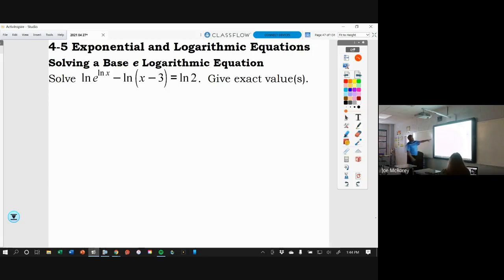Okay, if I'm taking the natural log of something, what can I do to the exponent? Move it. The exponent comes out front. So I've got natural log of e times x. What's the natural log of e? 1. Minus natural log of x minus 3 equals natural log of 2.